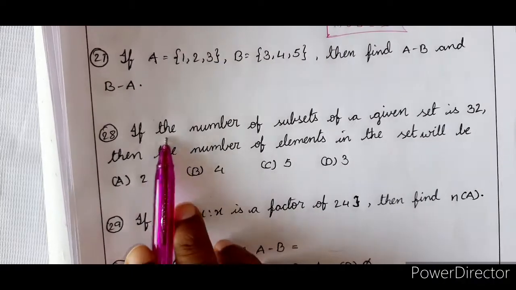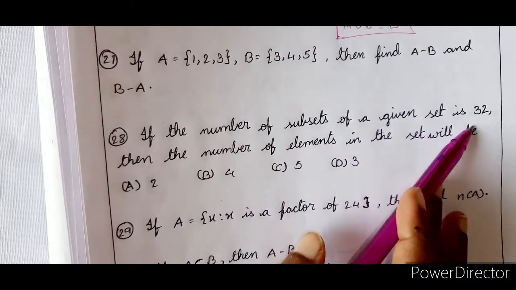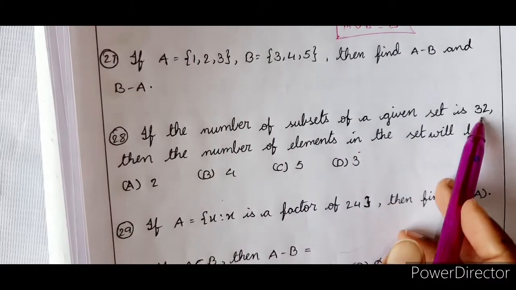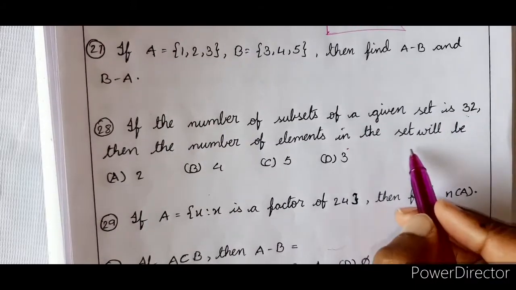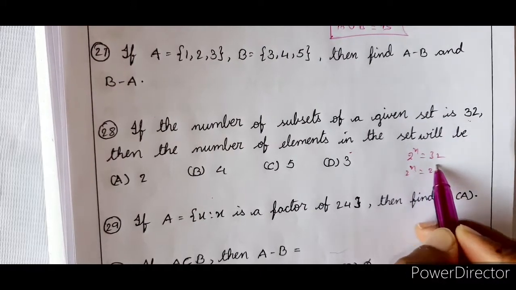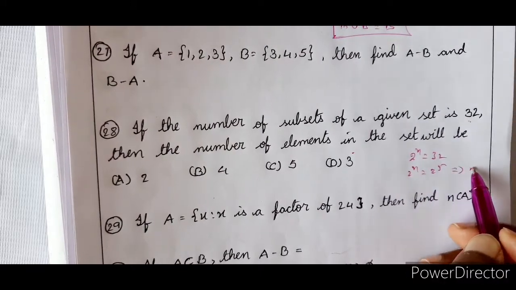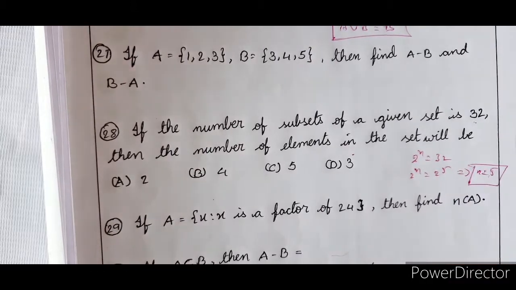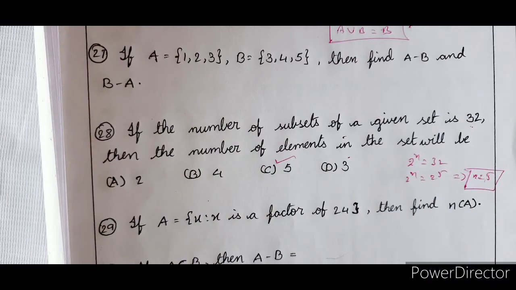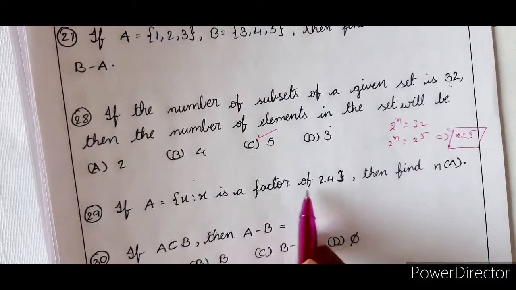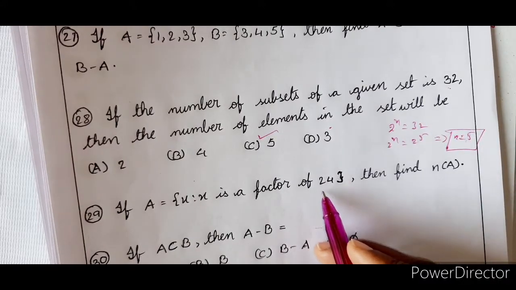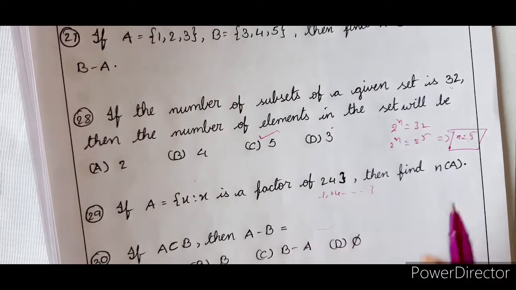Right, now let's see the objective. The number of subsets of a given set is 32. Number of elements in the set will be? 2 power n is equal to 32. So 2 power n is equal to 2 power 5, implies n is equal to 5. This is the method of finding it. So elements are 5. Right, if A is equal to {x : x is a factor of 24}, then find n(A). Again the same thing. What you have to write? 1, 24, write all the factors and find the number.